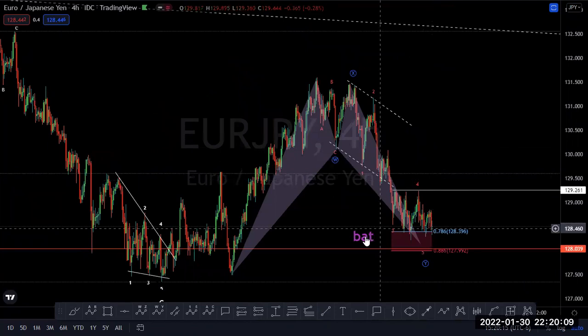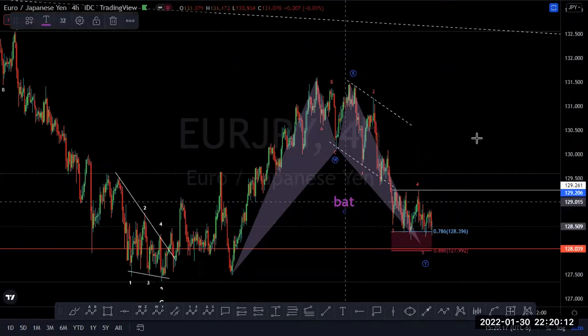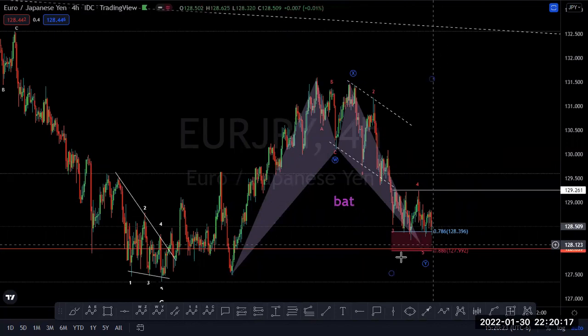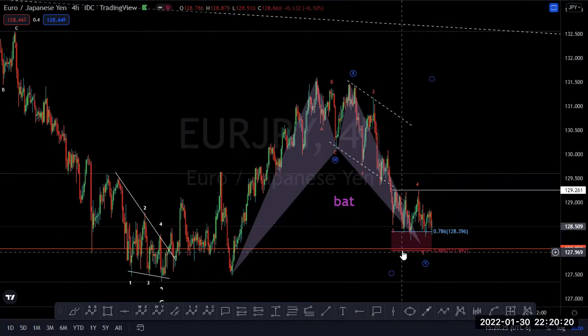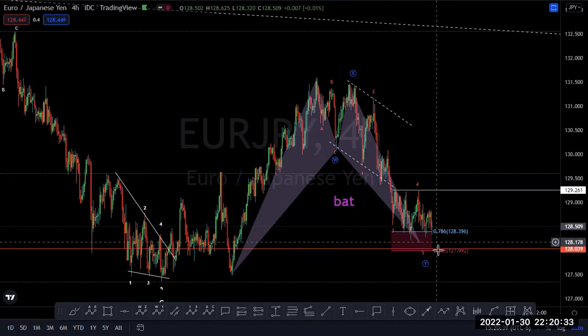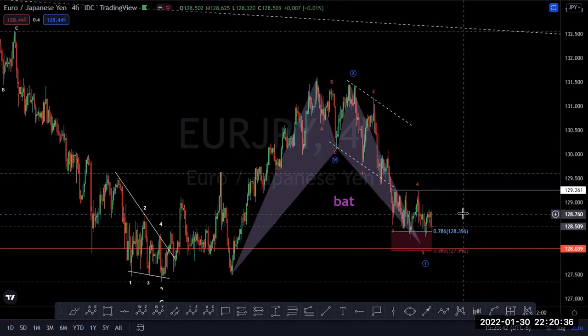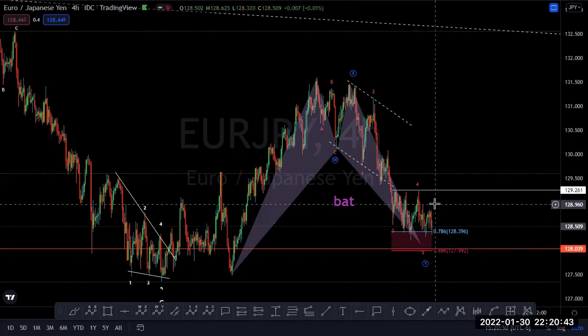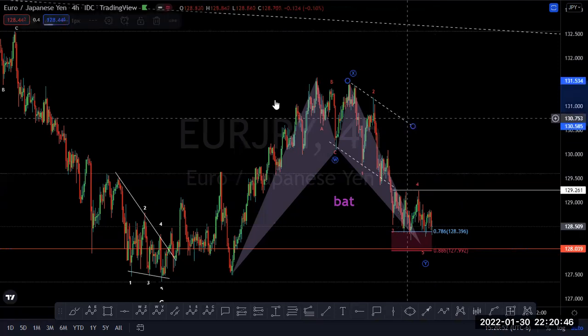So this is a pattern for those who know about harmonics. This is the bat pattern, and the market is yet to complete it. The bat pattern is supposed to complete at 127.9, let's say about 128, and it's yet to drop to 128. So what I think will happen is, by the time USD drops further, it will either make a pin bar, pierce it, and go back. By then, we will know that it's time to buy.